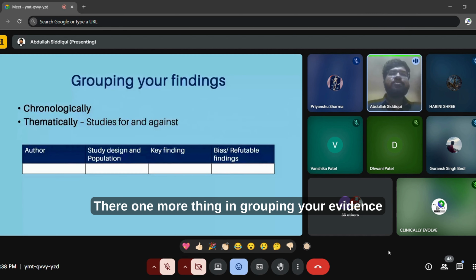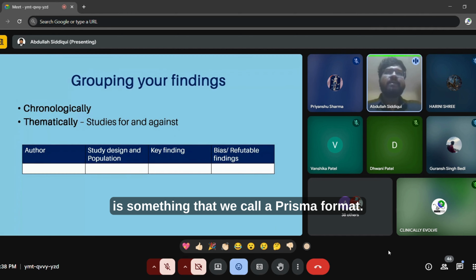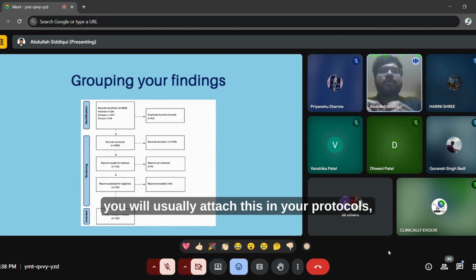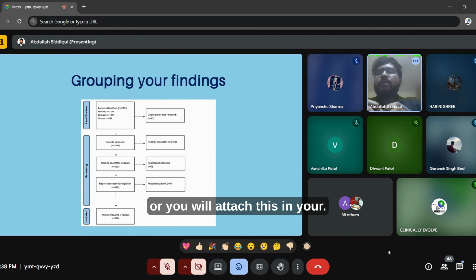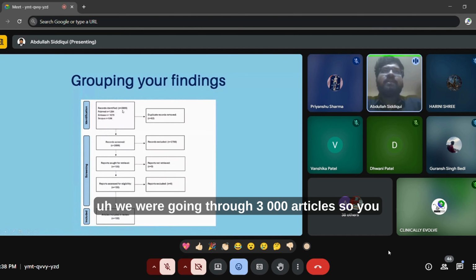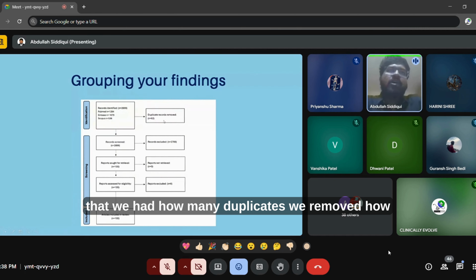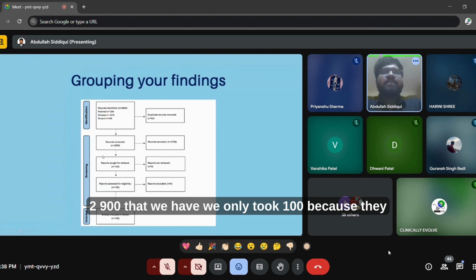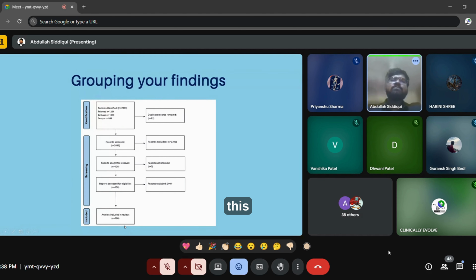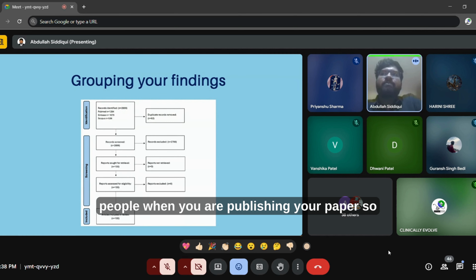So yeah, one more thing in grouping your evidence is something that we call a PRISMA format. So you just go through this. You will usually attach this in your protocols, or you will attach this in your end paper that you're submitting for publication. So, for example, in one of the studies, we were going through 3,000 articles. So you describe how many articles from each database we had, how many duplicates we removed, how many we actually screened. And out of the 2,900 that we had, we only took 100 because they were the only ones applicable to our study. And then we used the 100 articles. So this is one way you can group your findings and present them to people when you are publishing your paper.